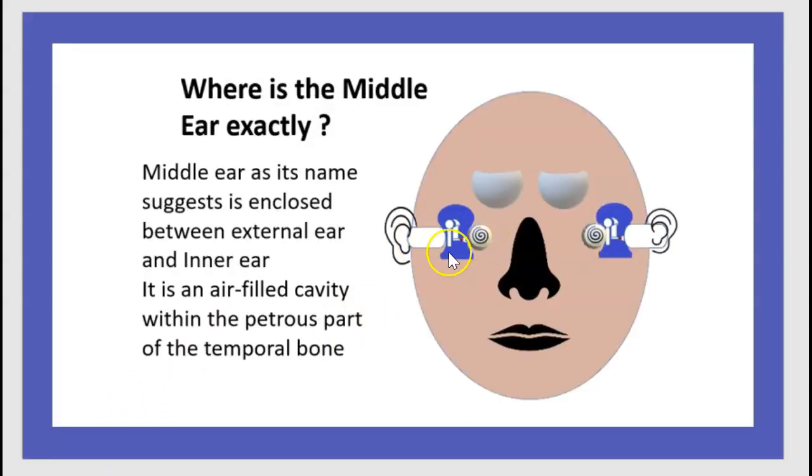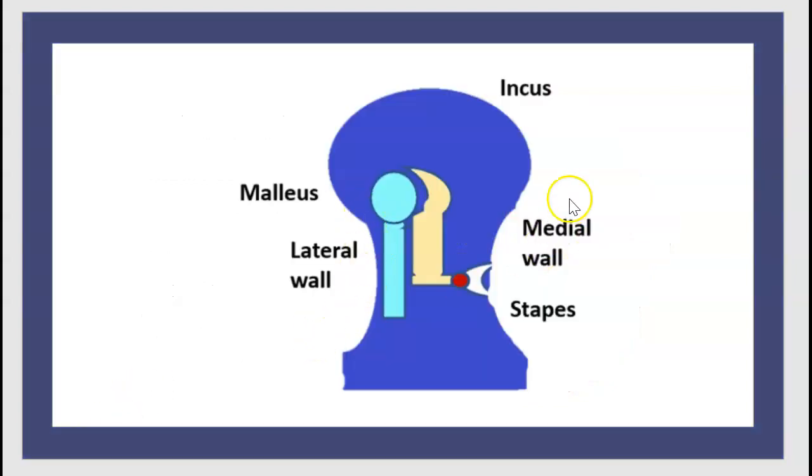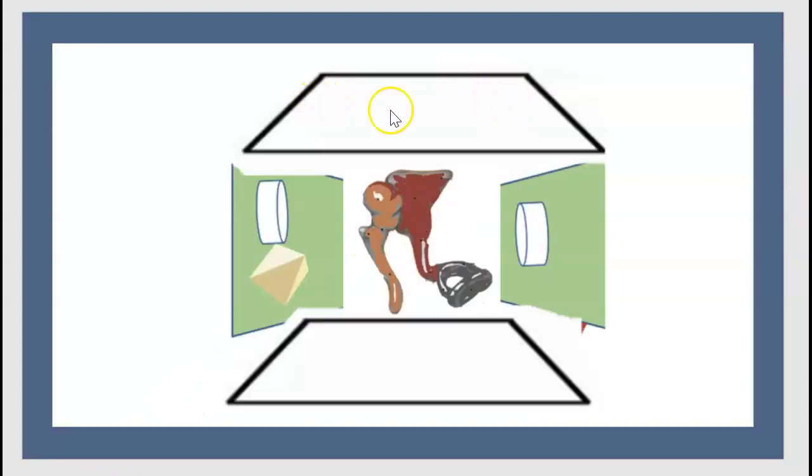The middle ear is enclosed between the external ear and inner ear. It's an air-filled cavity within the petrous part of the temporal bone. Here's the lateral wall, the medial wall, and 3 ossicles: malleus, incus, and stapes. The roof, the floor, anterior wall, posterior wall, and medial wall.